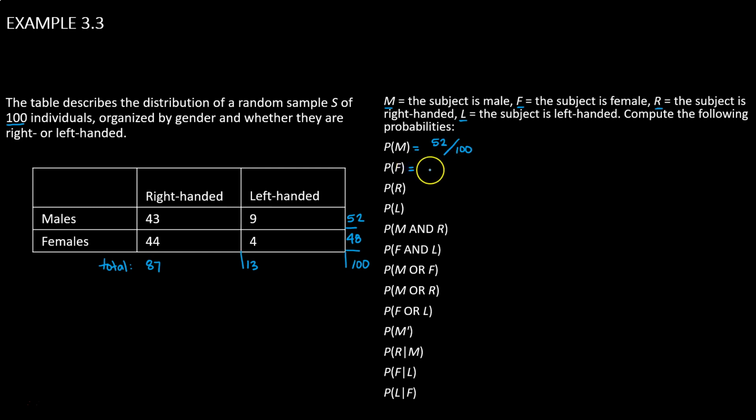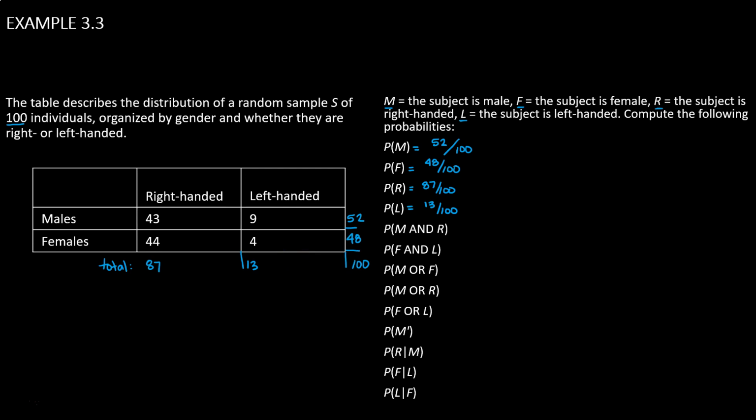Probability that the person we randomly select identifies as female would be 48 out of 100. There are 48 females in this study. Probability that the person we randomly select is right-handed would be 87 out of 100. And the probability that the person we select is left-handed would be 13 out of 100. Notice that in every one of these probabilities we just found, the denominator is the same. The only thing that's changing is the number on top, and that number always represents the total possible ways that the event we're considering could happen.